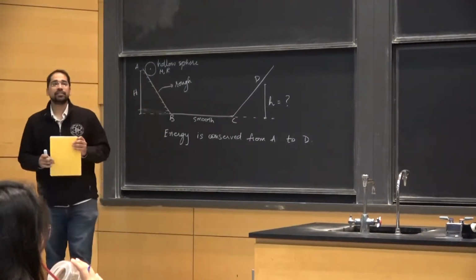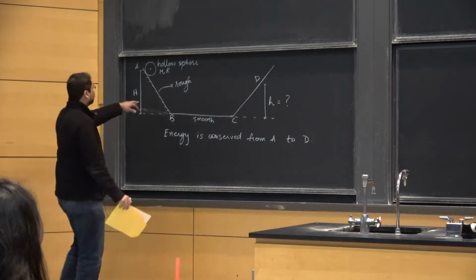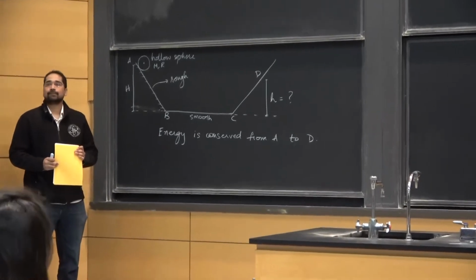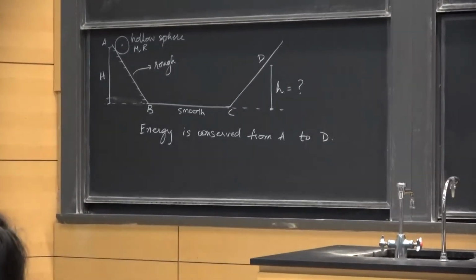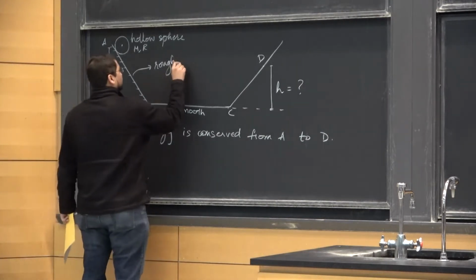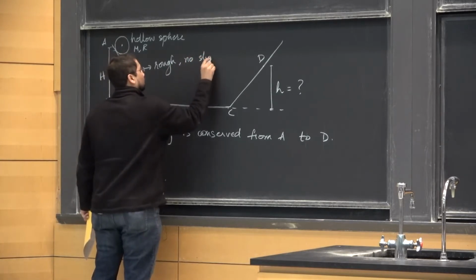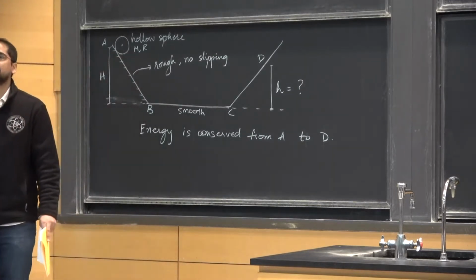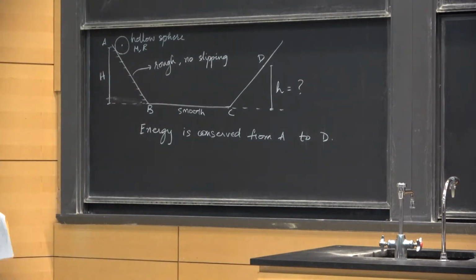Now, why is energy conserved from A to B even if there's friction? The ball is not sliding. So at the point of contact, it's not slipping. I haven't told you this, but we're going to assume this. In fact, we want static friction to be strong enough that it actually doesn't allow slipping at all at any point from A to B. This is somewhat counterintuitive, but this is how it works.